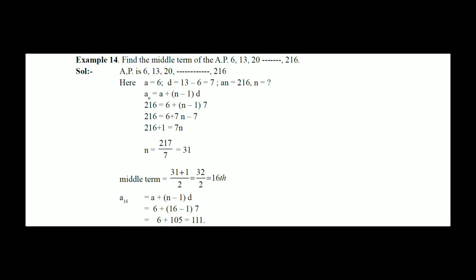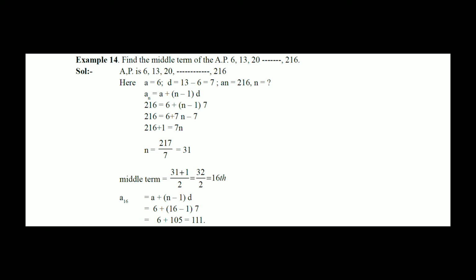Hello friends, till now we have learnt how to make the AP series from given conditions, or to find the relationship among the terms when some AP series is given. Now let us proceed further with some brain teasing sums. It is example 14. Find the middle term of the AP 6, 13, 20 and so on up to 216.